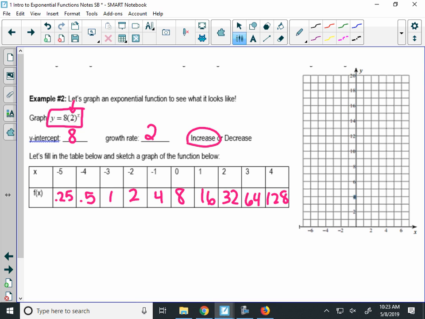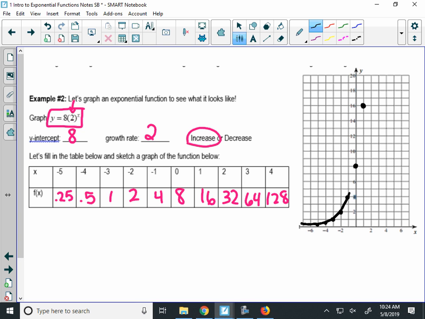So now I want you to take a couple minutes and plot those points very carefully. If I go to -5, 0.25 is really close to the axis, so just make it as close as you can and estimate. -4 is 1/2, so about halfway up. -3 is at 1. -2 is at 2. So now we can start to see that curved shape coming. -1, 4, 0, 8, 1, 16, and that's all that's going to fit on my grid.